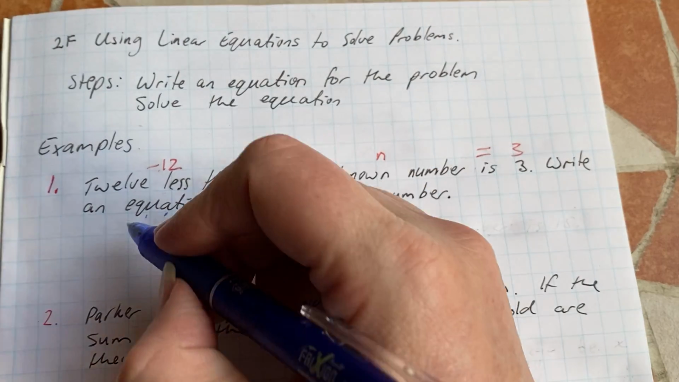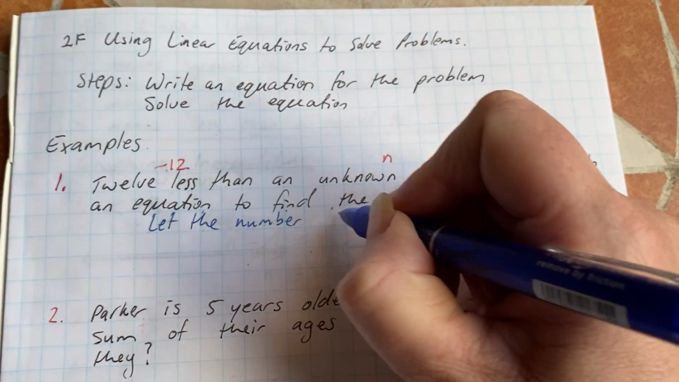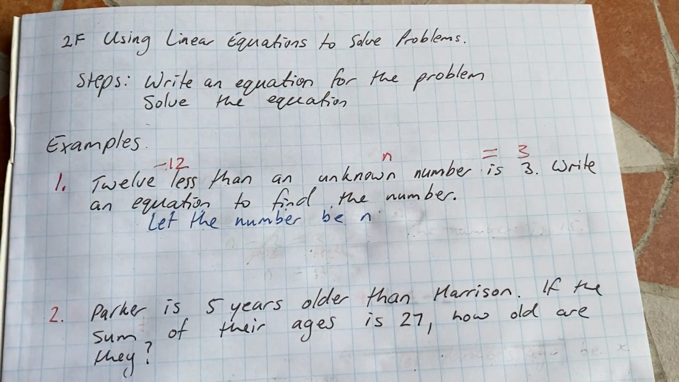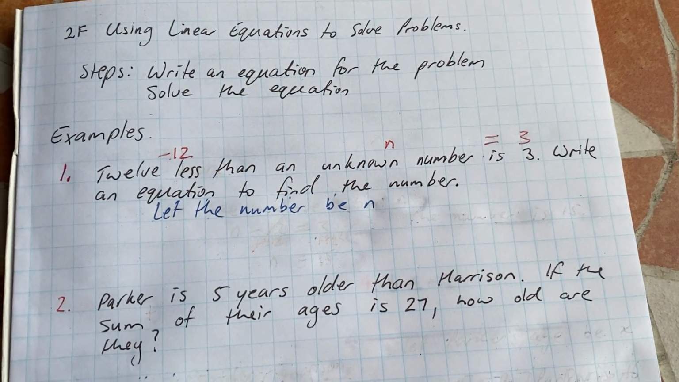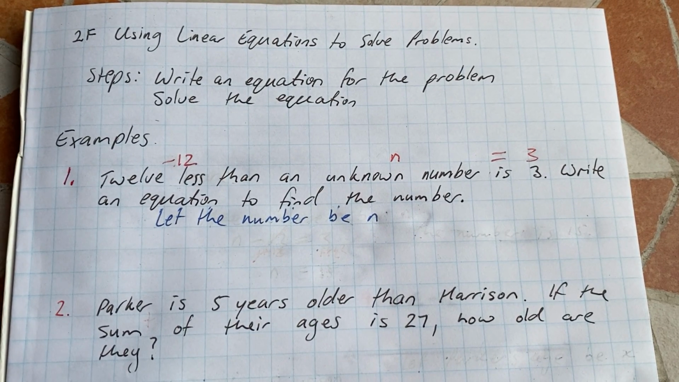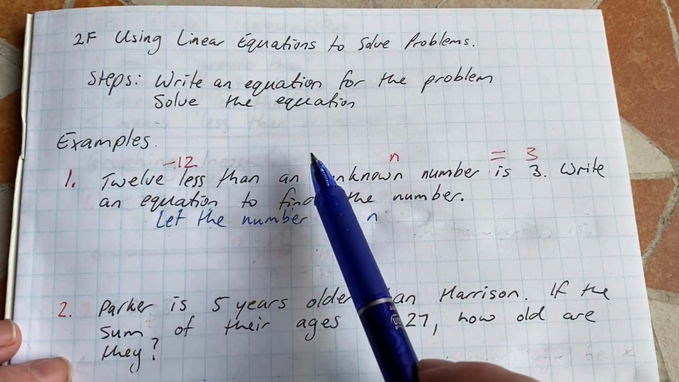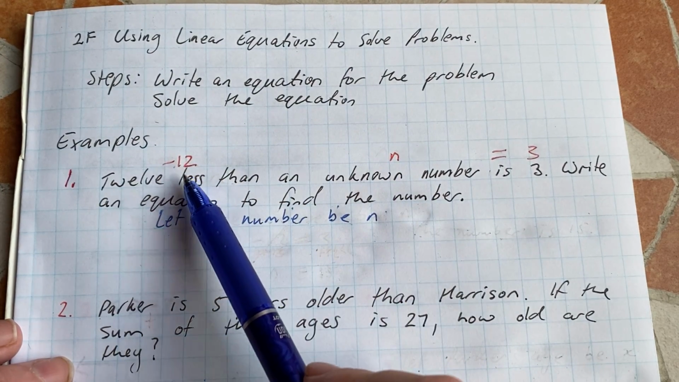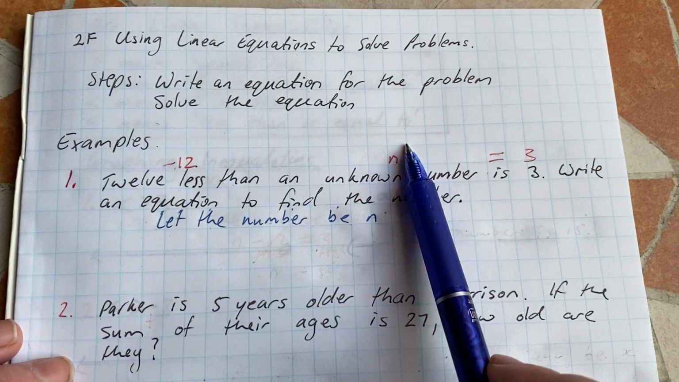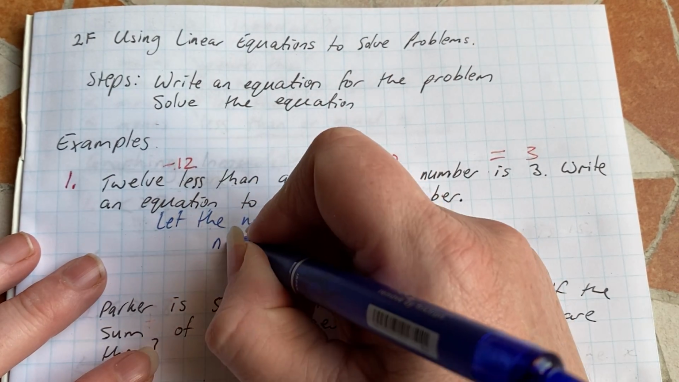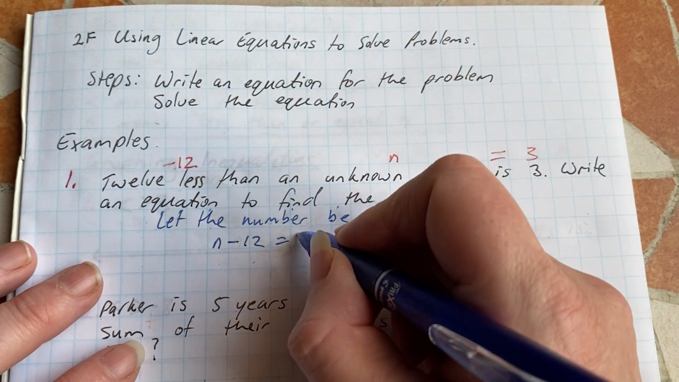So the first thing we need to write is let the number be n. Now, if you don't write that, you probably won't lose marks on a test, but it is an expected step. And if you had a really strict marker, they may take marks off for that. Now, we need to write the equation. Now, I've got minus 12, n. Now, remember when it says less than or more than, we should move that to after the letter. So we've got n and we have to take 12 away. 12 less than n is 3.